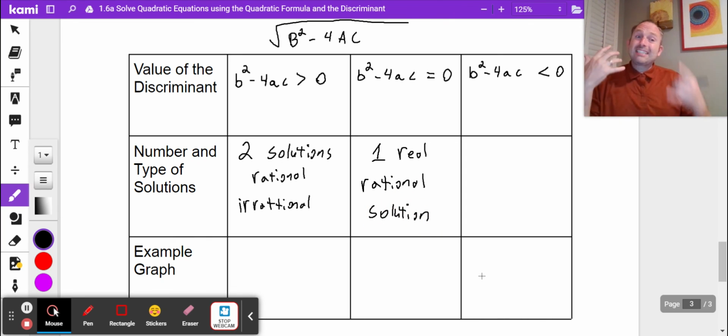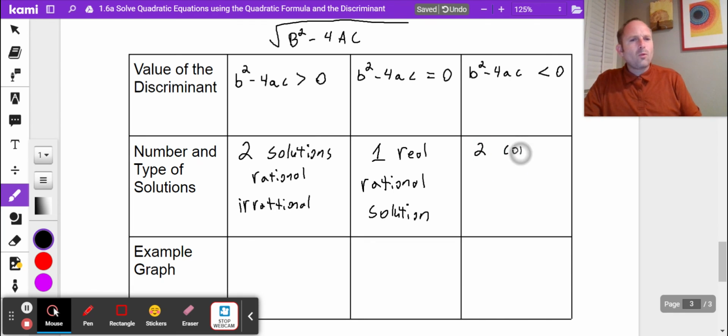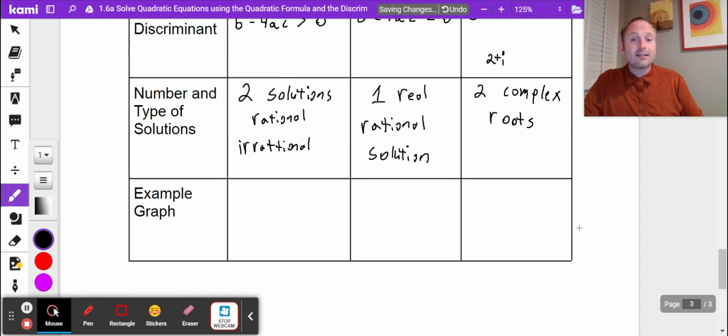And finally, if it's negative, it's going to have 2 complex roots. Now, what does this mean? Well, that was like 2i, or it's going to be like 2 plus i, or something like that. So let's show you what that looks like. Well, 2 solutions looks like this.